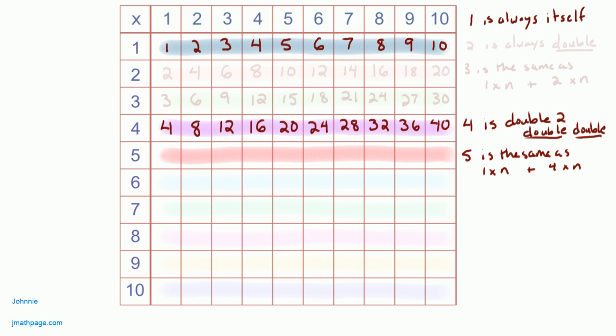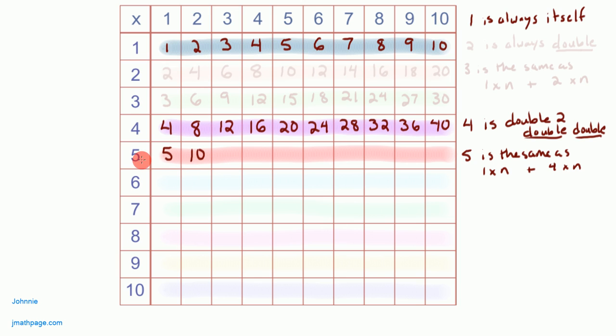Here we are. 1 times a number happens like this, and 4 times a number like this. So if we wanted 5 times a number, we'd say the same thing as before. So 5 times 1 is the same as 1 times 1, which is 1, plus 4 times 1, which is 4. 1 plus 4 gives us 5. That makes sense, doesn't it? Now if we wanted 5 times 2, that's the same as 1 times 2 plus 4 times 2. 2 plus 8 is 10. That makes sense because double 5 would give you 10, wouldn't it?